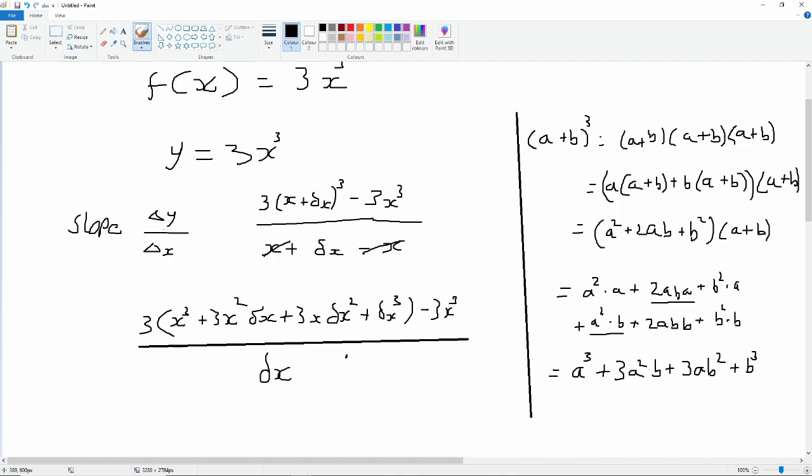This delta y by delta x, we want the slope of the tangent line, not the secant line. So we really want this to be the limit. We just looked at limits in lesson 4. The limit as delta x approaches 0. So that's really what we're looking for.